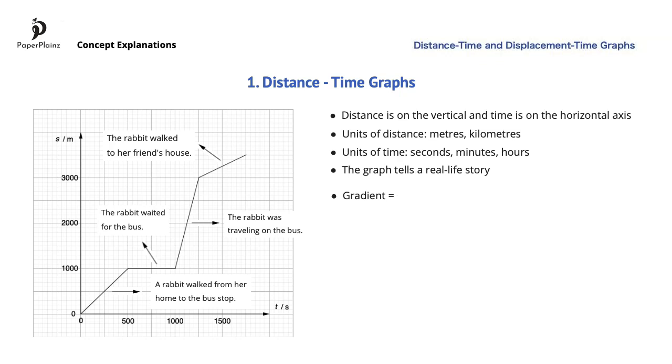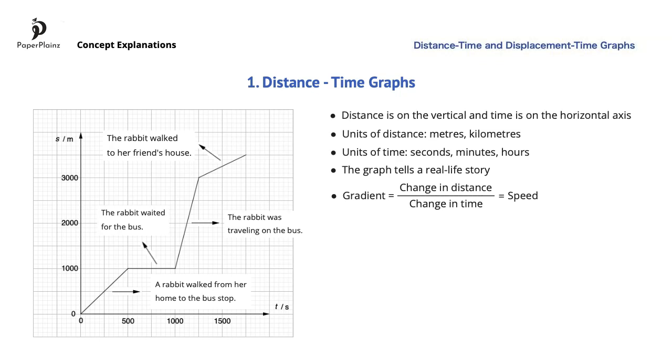Gradient is the change in the variable on the vertical axis divided by the change in the variable on the horizontal axis. In math, you probably learned change in y over change in x. Here, the variable on the vertical axis is distance, and on the horizontal axis is time. So the gradient is equal to change in distance over change in time. Change in distance over change in time is equal to speed, so the gradient on a distance-time graph represents speed.